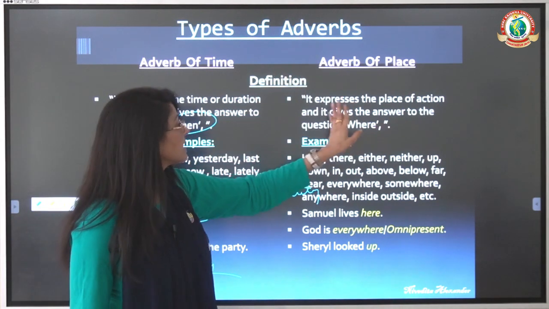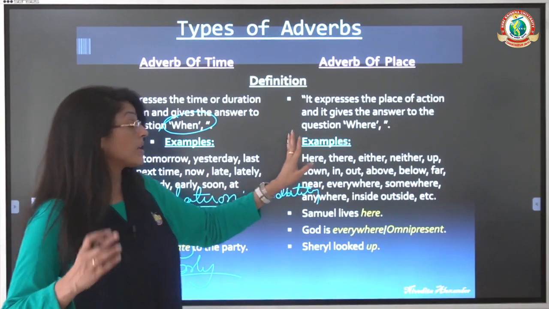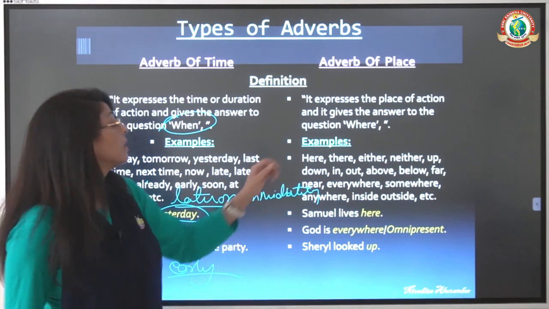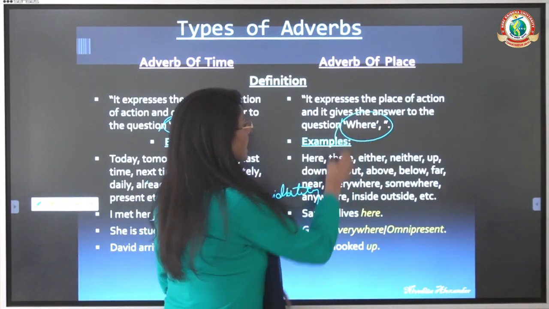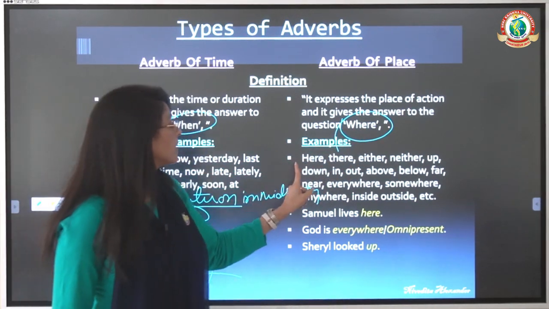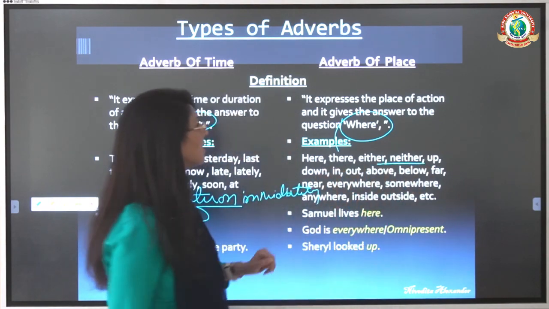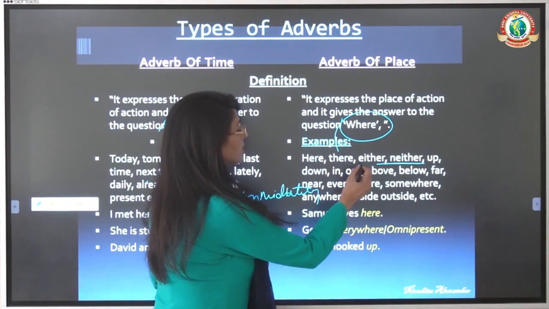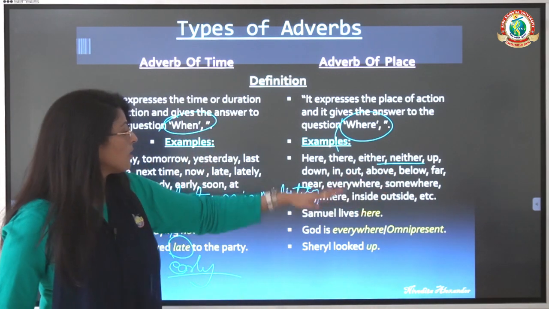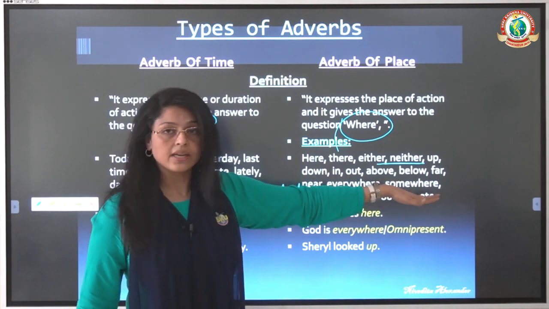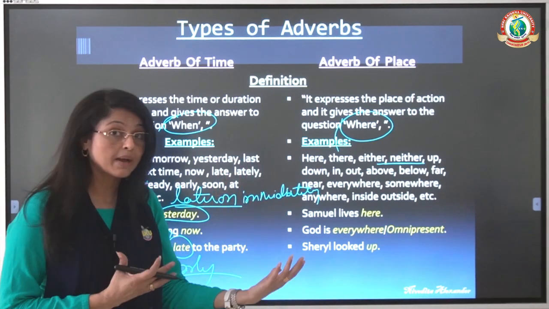Coming on to adverb of place, it expresses the place of action, where the action is taking place. Where is the verb happening? The place of the verb. Okay, and it gives the answer to the question where. Didn't I write that in the previous slide? Where? Here. Okay. Now, here, there. See, these are the adverbs of place. Okay, either, neither, down, in, out, above, below, far, near. All these are adverbs.